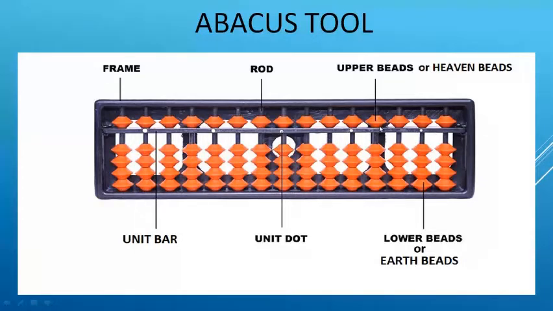This is the unit bar, unit dots. Upper beads are heaven beads. Lower beads are earth beads. These are the various parts of abacus tool. Hope you all understand. If you have any doubts, watch once more.